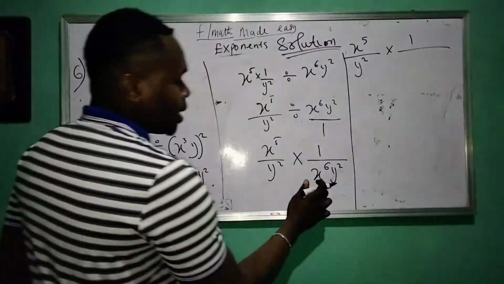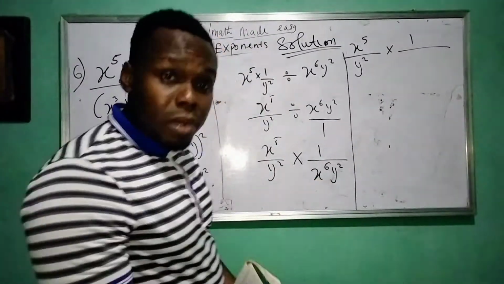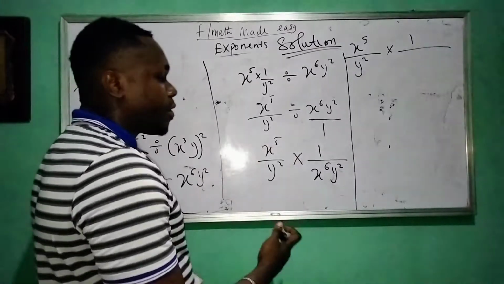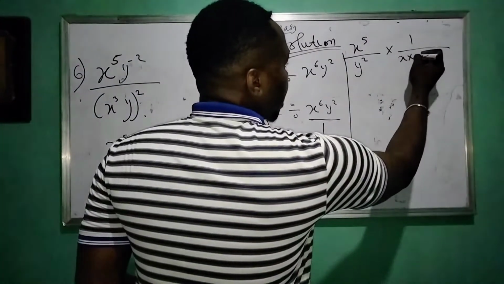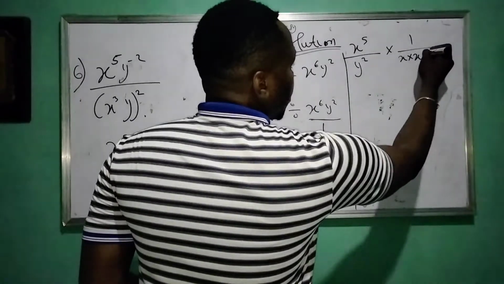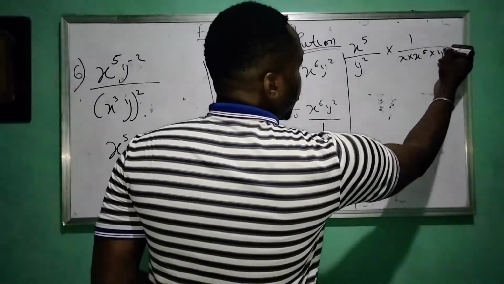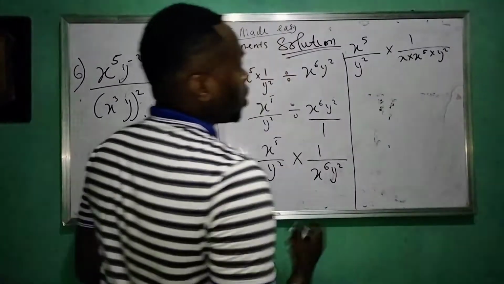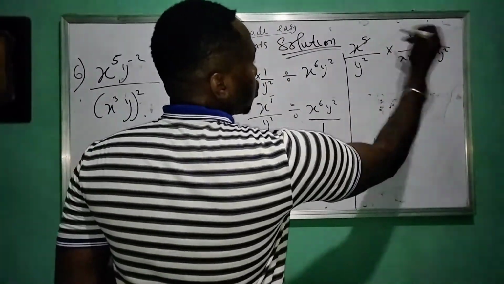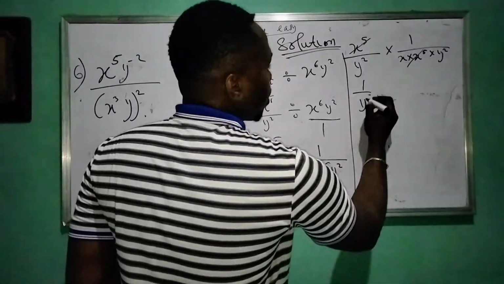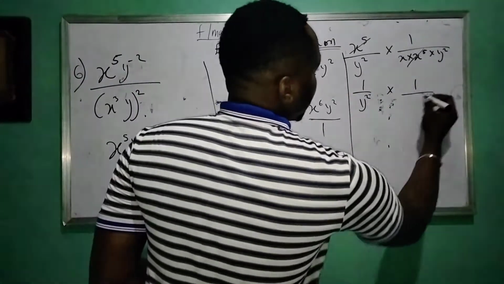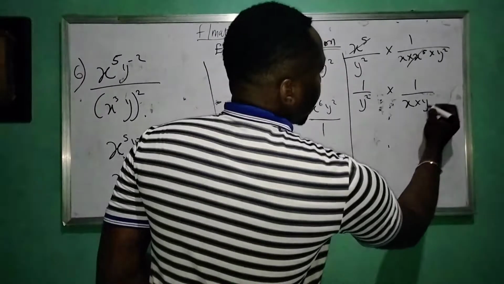Now, this means x in 6 places, and this means x in 5 places. So this becomes x times x raised to power 5 times y raised to power 2. So this can easily cancel out. We now have 1 over y raised to power 2 times 1 over x times y raised to power 2.